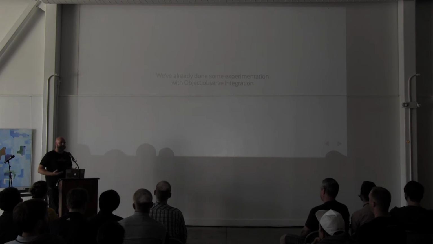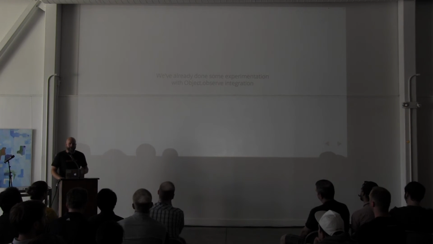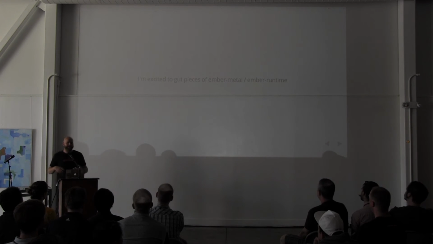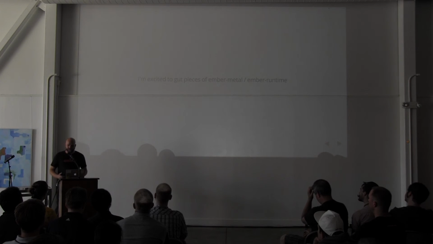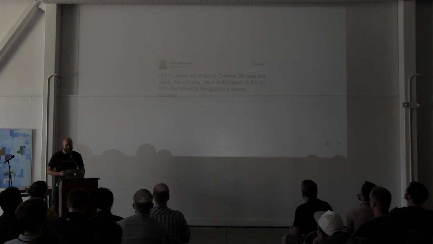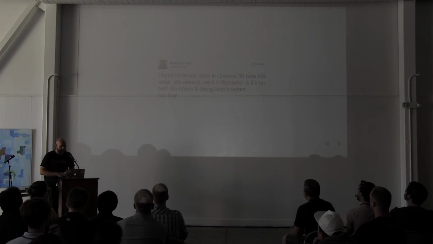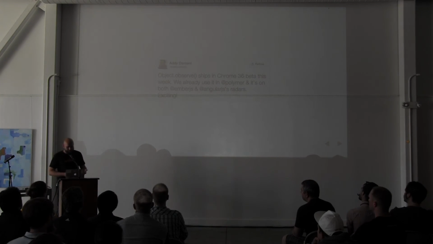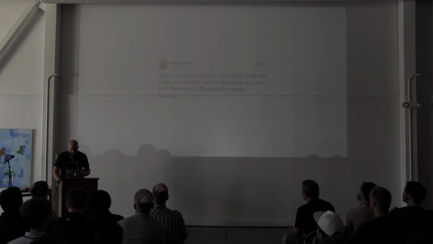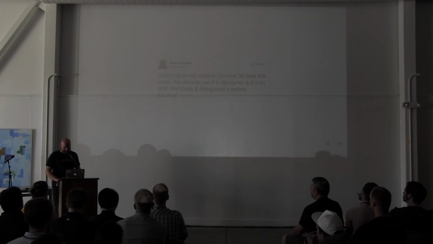So this is the kind of stuff that's exciting because it allows us to start gutting some of the pieces of our metal and runtime libraries because the platform's actually giving these features to us. And the features are coming faster than you might expect. This was a tweet from a few weeks ago from Adi Osmani, who's on the Chrome team. Object Observe is starting to ship in the Chrome 36 beta a few weeks ago. And so folks on the Polymer team are already using it, and it's on our radar, and also Angular's, and I'm sure other JavaScript libraries and frameworks.